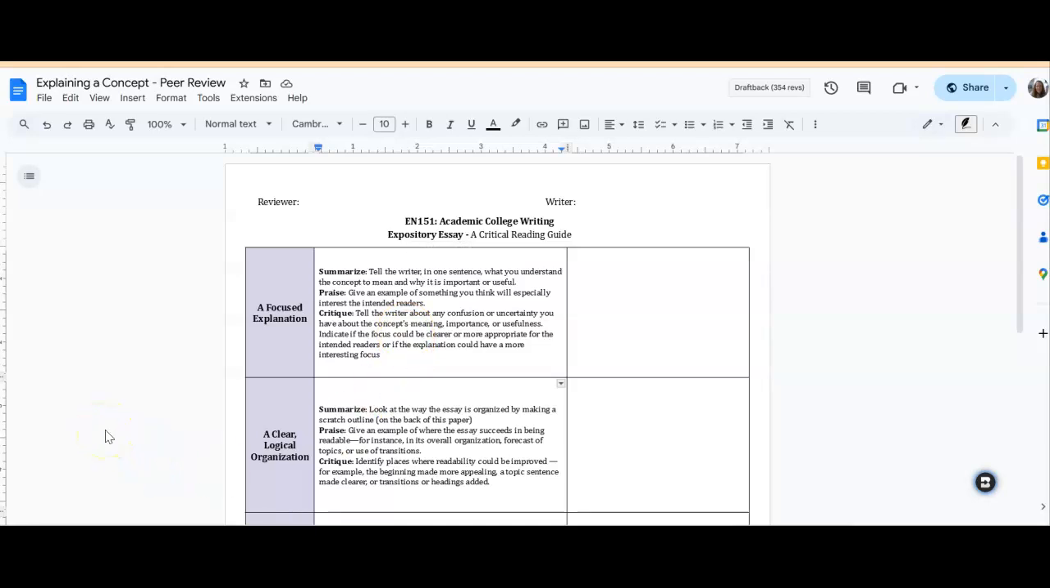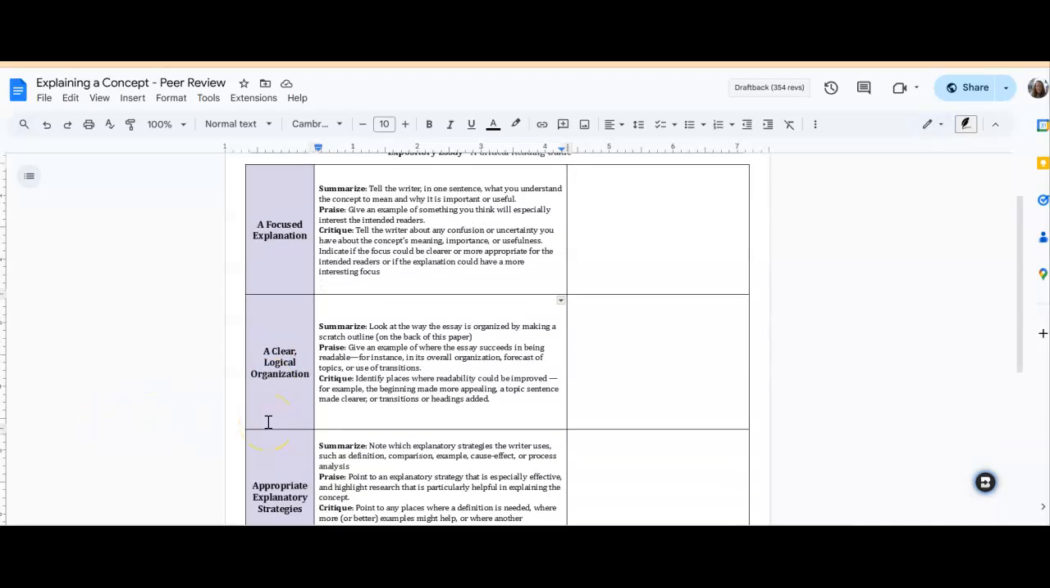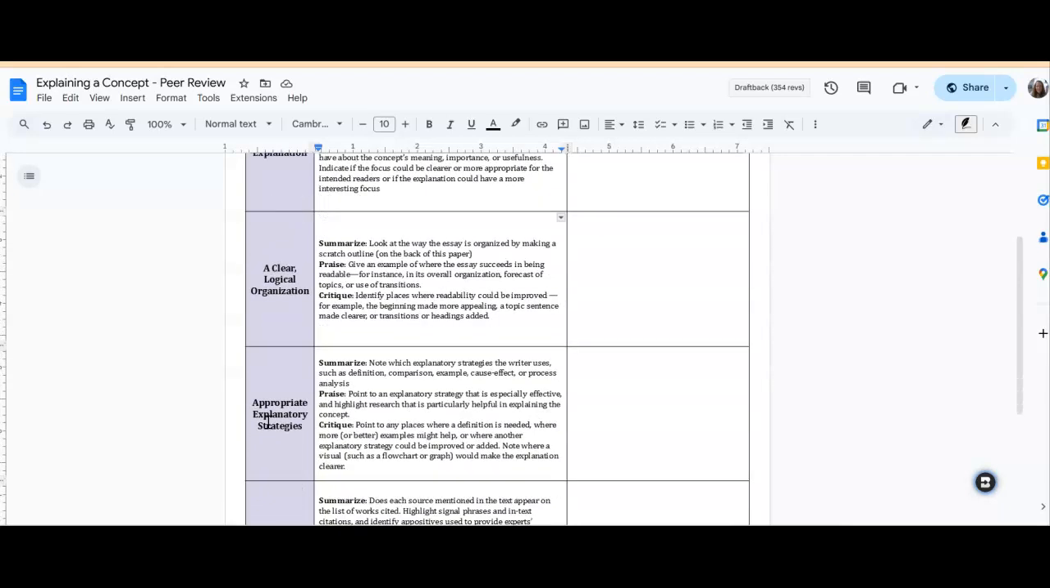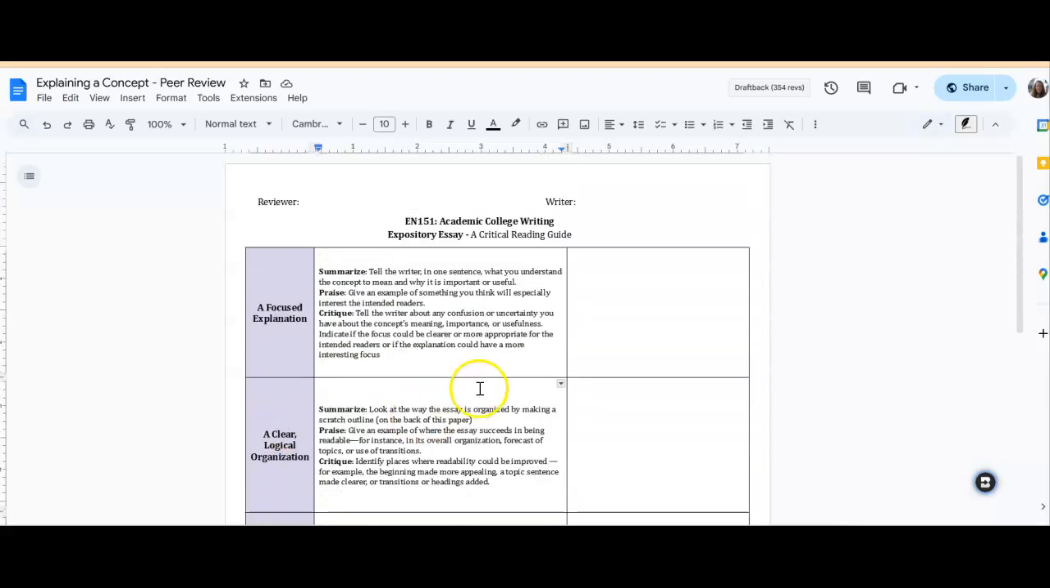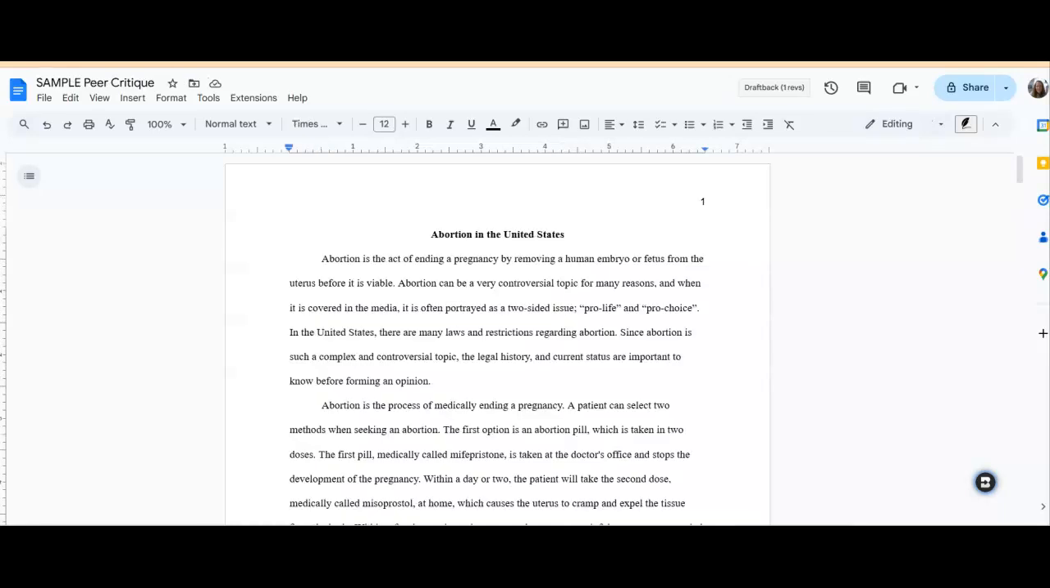Once you have done that, then I want you to focus on one block of this critique guide at a time. So first you're going to look at a focused explanation. What is the explanation? Then you're going to look at their organization. How did they organize it? Then you're going to talk about, okay, what strategies did they use to make it make sense? And then lastly, how did they integrate their sources? All right, now you don't necessarily have to do these in order, but just a tip.